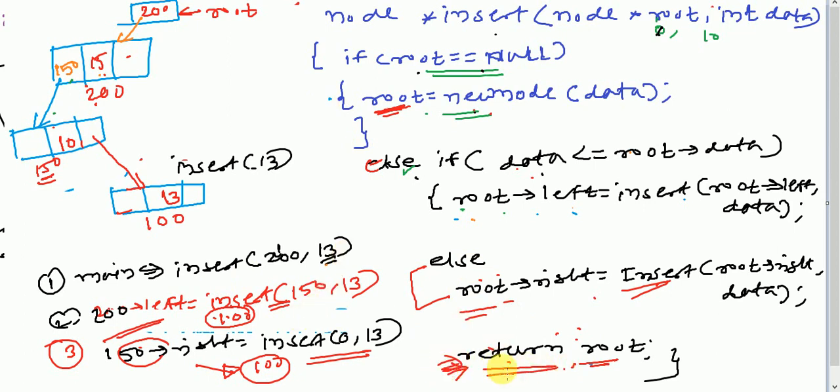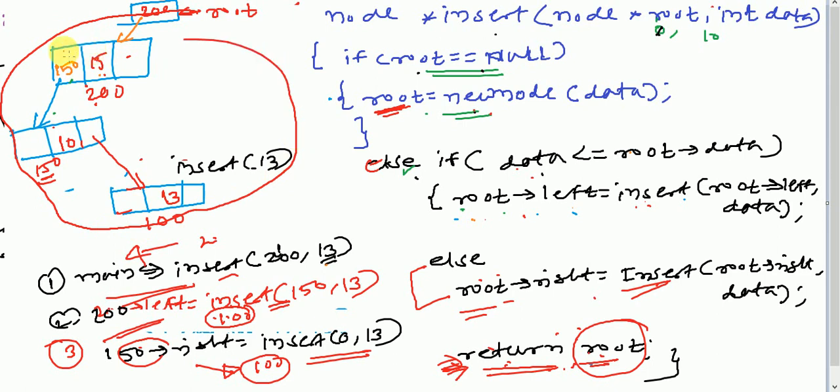Now the point comes here, return the next root 200. So here we have finished root arrow left, that is 200 arrow left equal to 150, joined at 150, and then we will return root. At this point root is 200, and this is actually the call from the main function, which will return to the main function root 200, and finally after inserting 13 we get the tree like this. Okay, so this is about the recursive insertion function in the BST. Next class we will see the deletion, search and display operations in the BST.